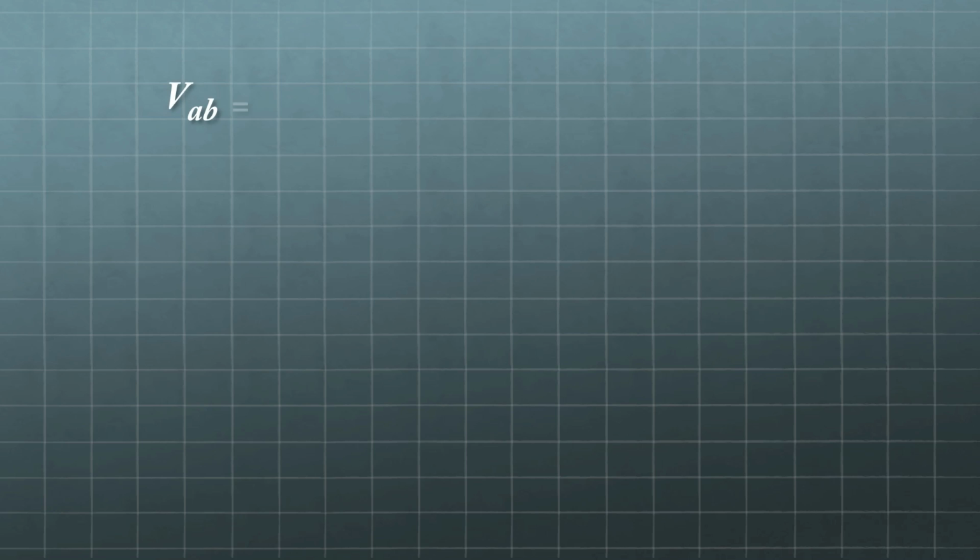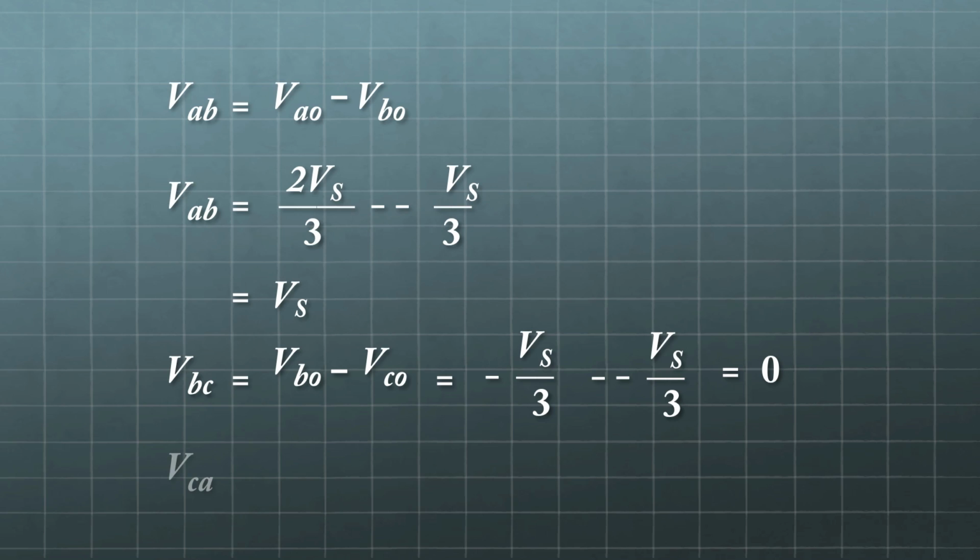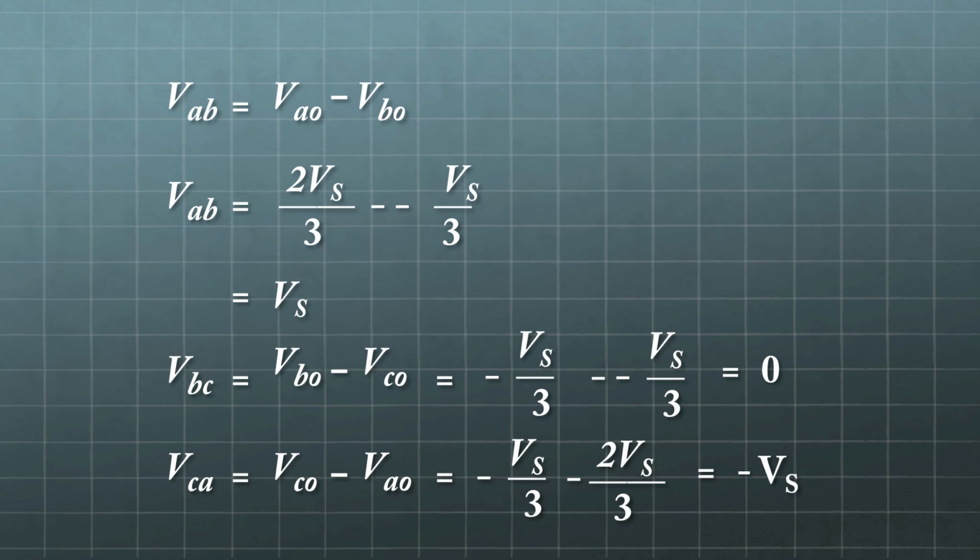Here we will obtain the line voltages as VAB is equal to VA0 minus VB0, which will be equal to 2 Vs by 3 minus of minus Vs by 3, which will be equal to Vs. VBC will be equal to VB0 minus VC0, which will be equal to minus Vs by 3 minus minus Vs by 3, that will be equal to 0. And similarly, VCA will be equal to VC0 minus VA0, which is equal to minus Vs by 3 minus 2 Vs by 3, which will be equal to minus Vs.